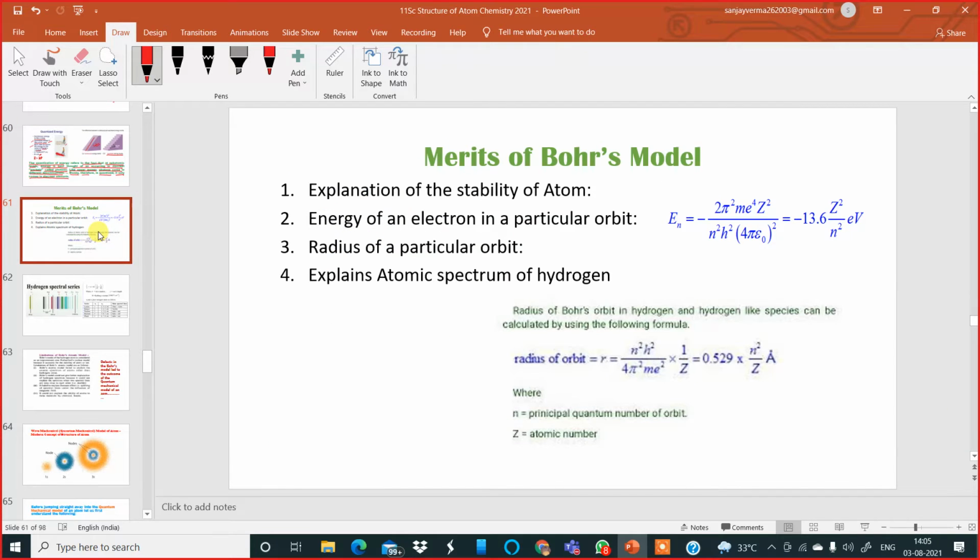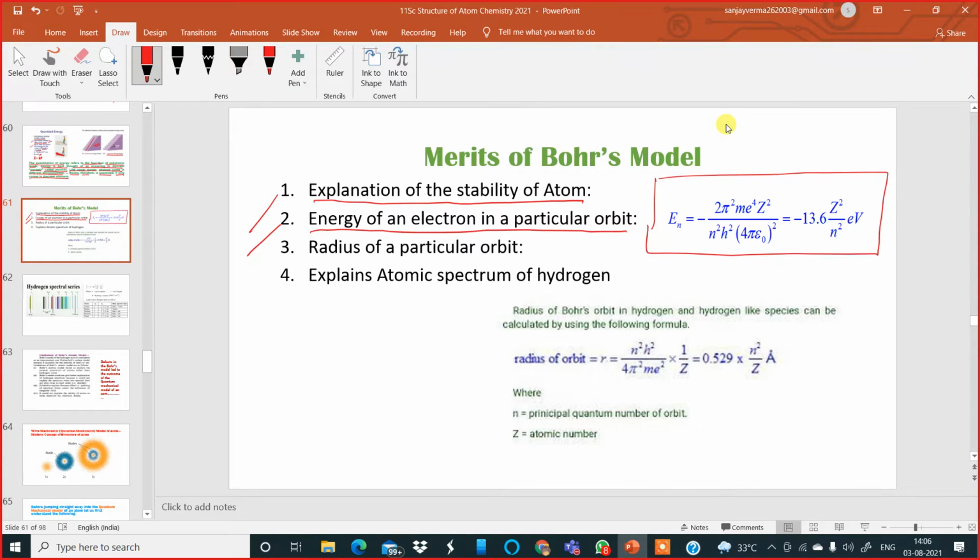Now, have a look at the other slide. The advantages, the merits of Bohr's model of an atom. The Bohr's model of an atom explains the stability of an atom. Why it is stable, it is explaining that. Number two, the Bohr's model of an atom helps us to know the energy of an electron in a particular orbit by applying this formula. En, for a particular orbit, is equal to minus.